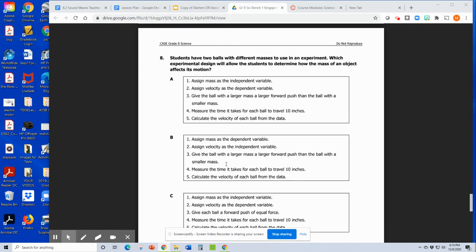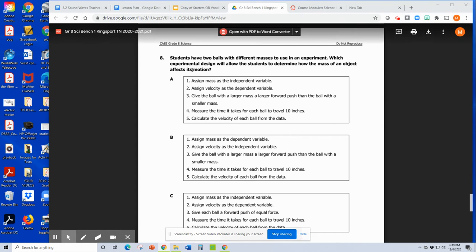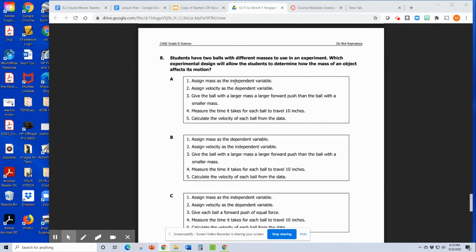So I'm going to model for you how I would approach this type of problem. All right, students have two balls with two different masses to use in an experiment. Which experimental design will allow the students to determine how the mass of an object affects its motion? All right, so the first thing, as I scan down through here, I immediately see that they want me to know what the independent and dependent variable is.